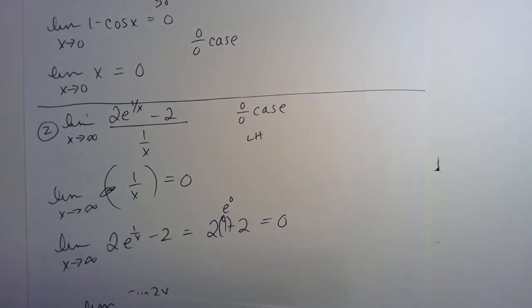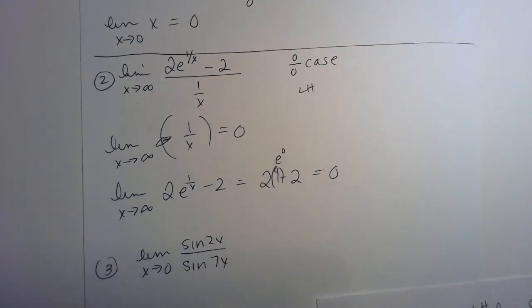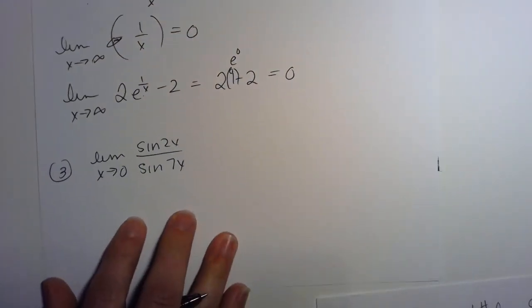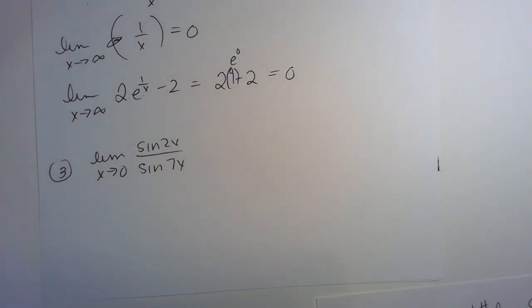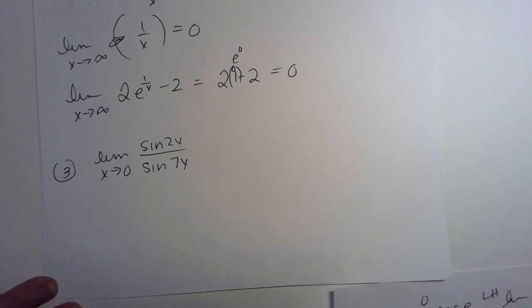Okay. Next example. Maybe you recognize these from, was that done the first test or the second test? I'm not sure, but these were the trig limits where we had to use that the limit of sine of bx over bx is equal to 1, but now that we have L'Hopital's rule, we don't need it anymore.